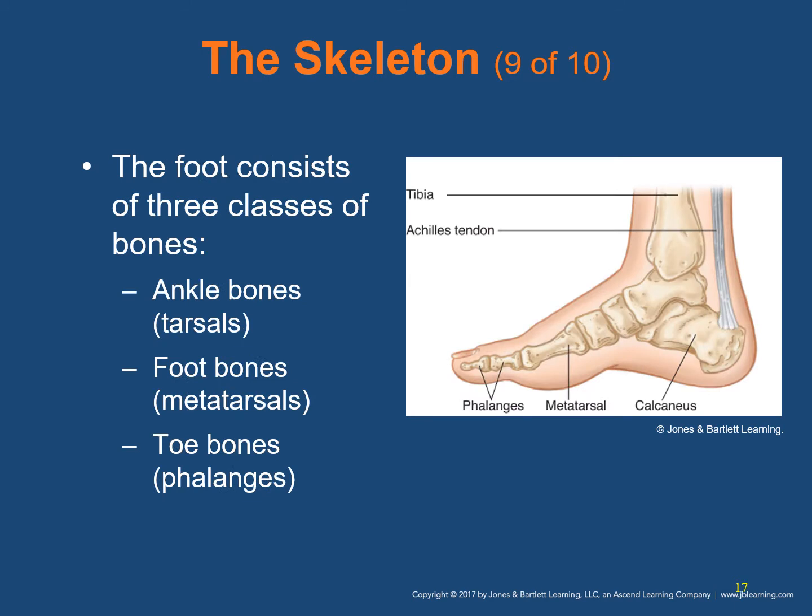The foot consists of three classes of bone: the ankle bones, tarsals; the foot bones, metatarsals; and the toe bones, phalanges. The largest of the tarsal bones is the heel bone, or calcaneus, which is subject to injury with axial loading injuries, such as when a person jumps from a height and lands on the feet.